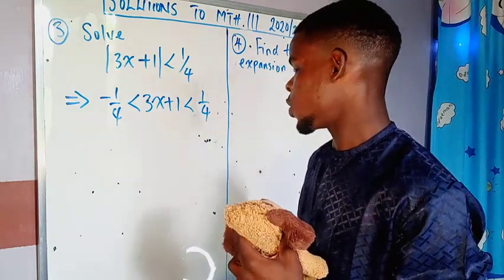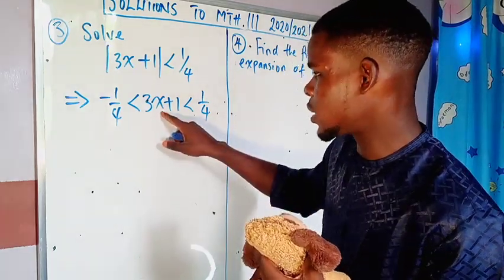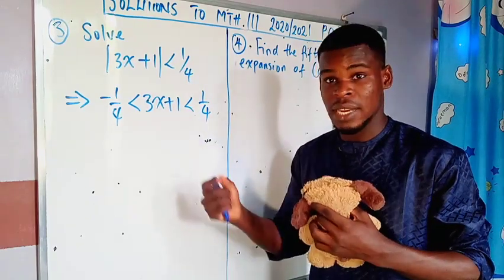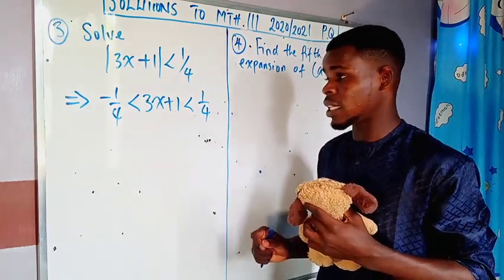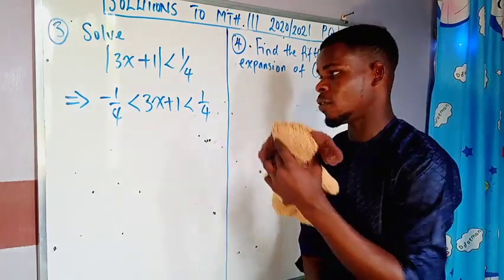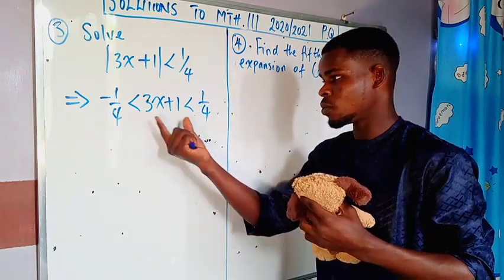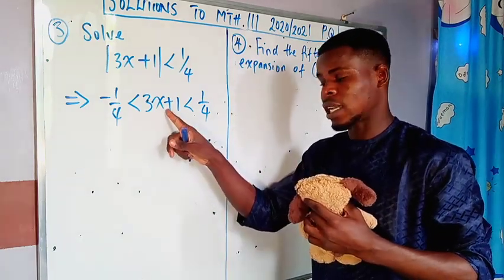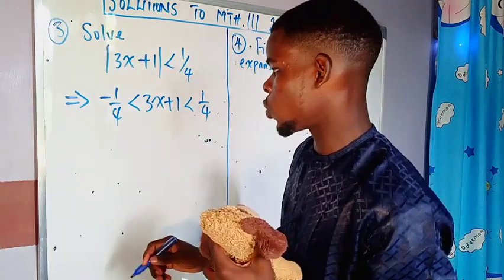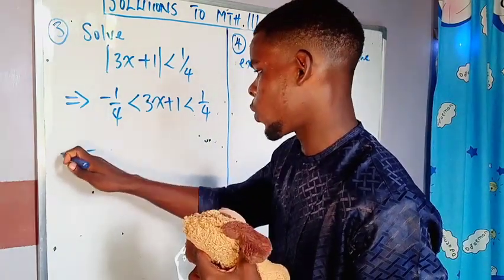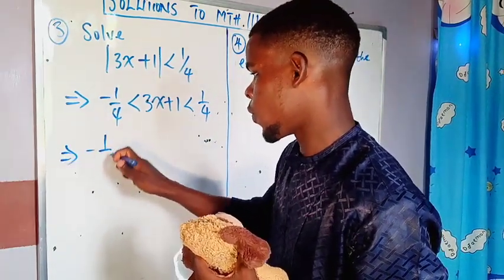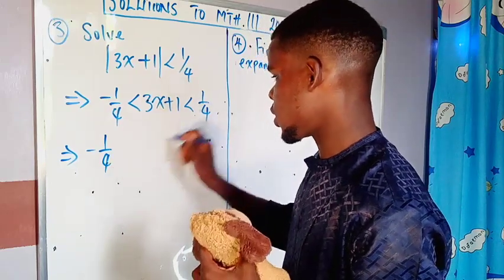So let's see what we have. We try to isolate x here, make x stand alone. That is to say, we are going to take every other thing out aside from it. So we are going to subtract 1 throughout the inequality so that we can clear 1 from here. So that means we're going to have negative 1 over 4. We subtract 1 throughout the inequality.